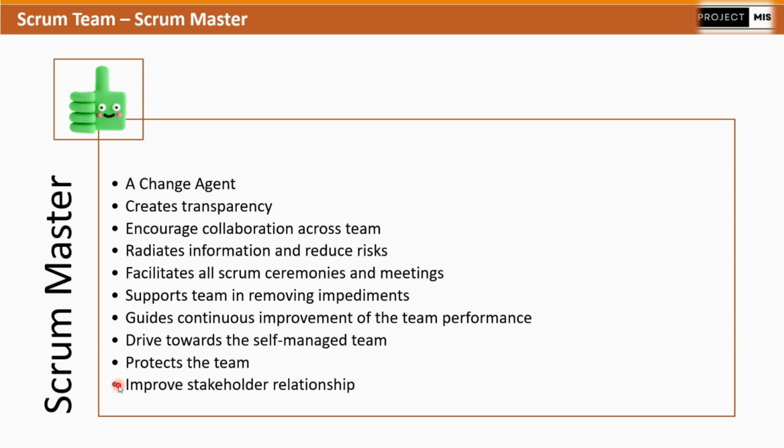Scrum Master improves stakeholder relationship. This is very straightforward because he makes sure that all the deliverables and all the two-way communication are established in the team. And if the communication is very clear among all the parties involved, then it itself improves the relationship among the stakeholders. So these are the key characteristics of the second pillar of a Scrum team, which is the Scrum Master.